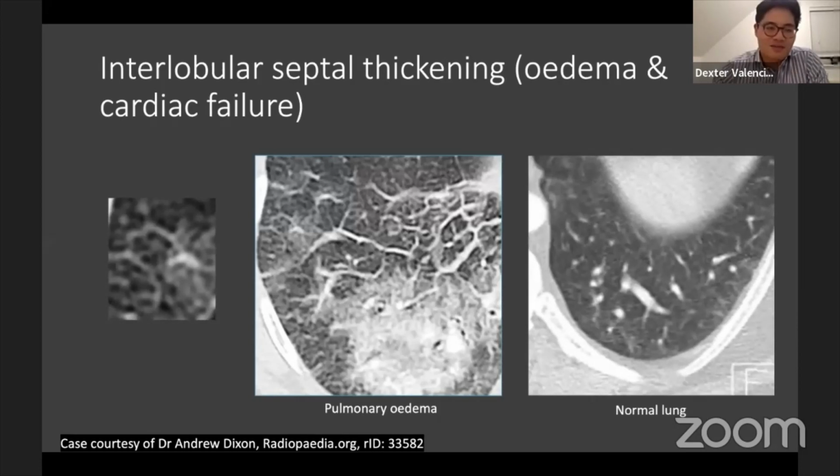And that's exactly what you're seeing with Kerley B lines. So if you have a look, you can start to see these secondary pulmonary lobules. So you can see these sort of hexagons or polygons. If I draw the polygons, there's probably one there, there's probably a few here, there's probably another one there. So if I go back, you can see what I'm talking about. It's very subtle, but they are there.